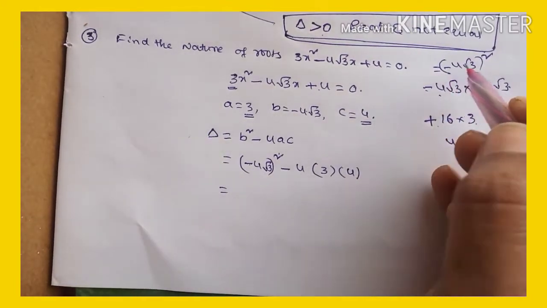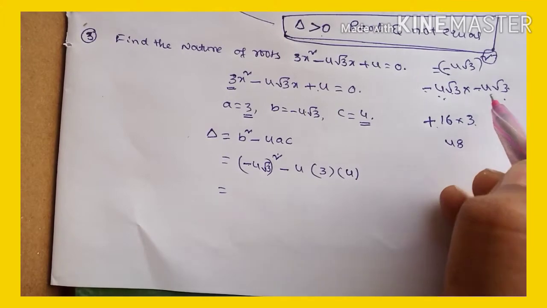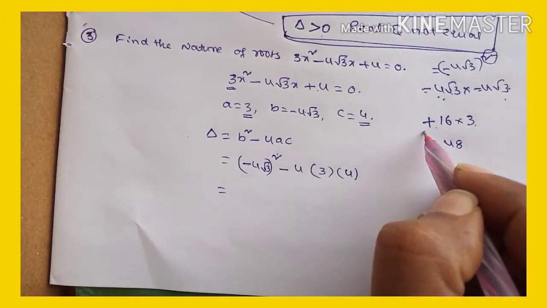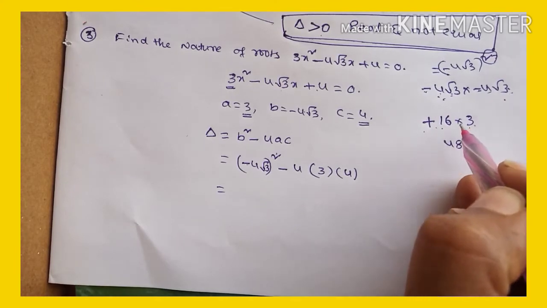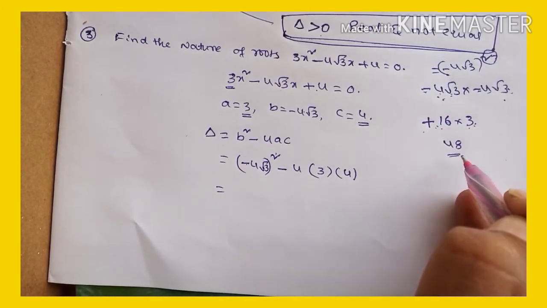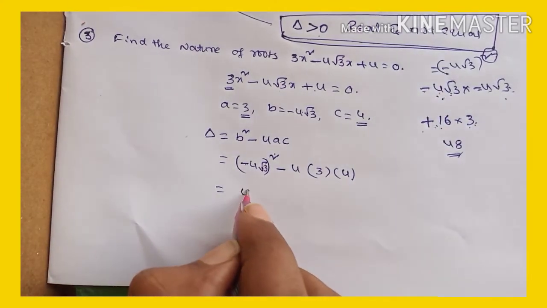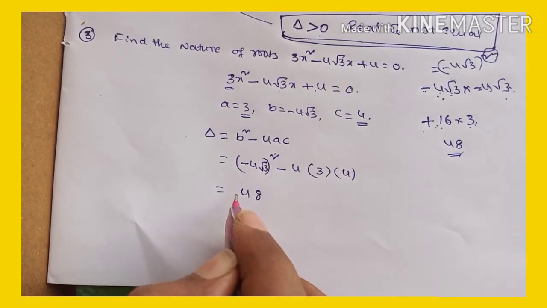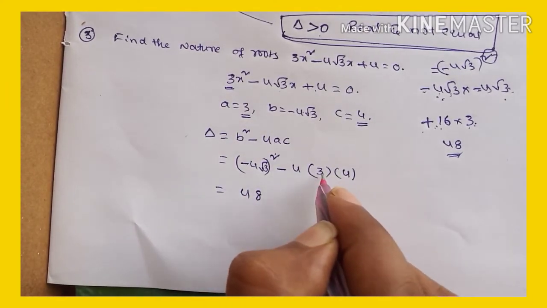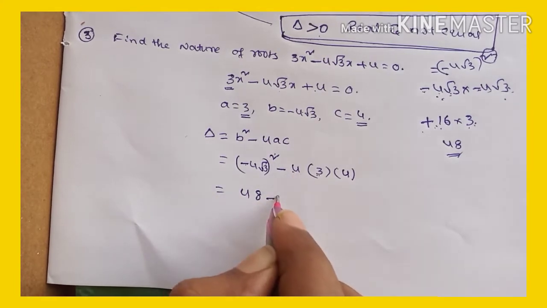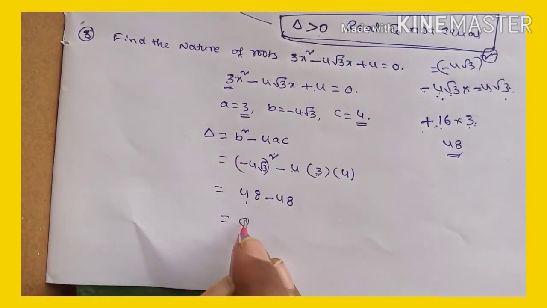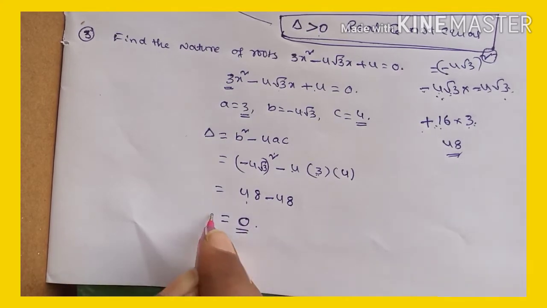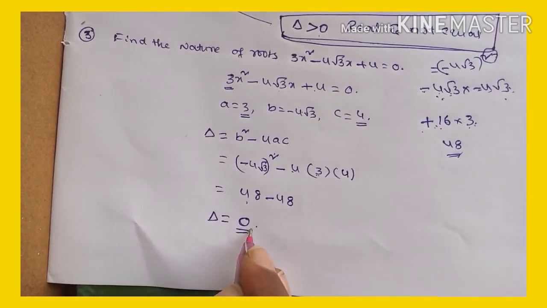Again, minus 4 root 3 square: minus into minus plus, 4 4s are 16, root 3 into root 3, 3. 16 3s are 48. Right, this value is 48 plus 48. Again 4 3s are 12, 12 4s are again 48. 48 minus 48 is equal to 0. We got here delta value equal to 0.